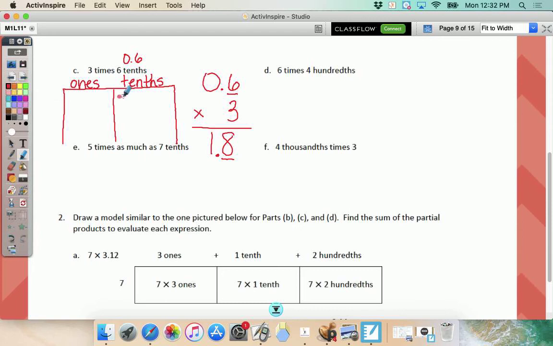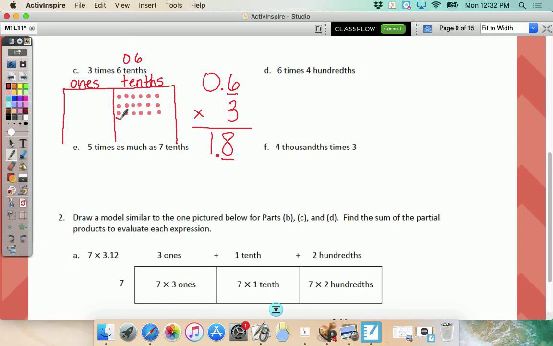So now I'm going to show it on the place value chart. So 6/10, get 6 on there. And I need 3 copies of it, right? Okay, so help me out. That's too many in one box, isn't it?